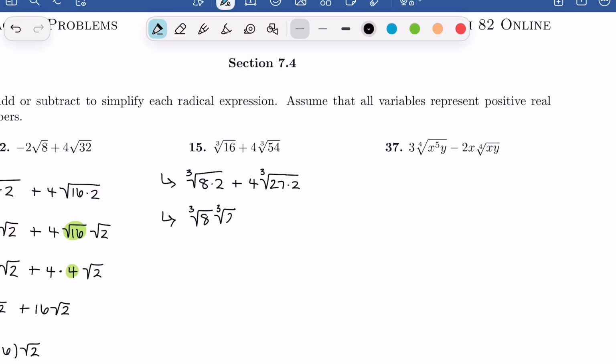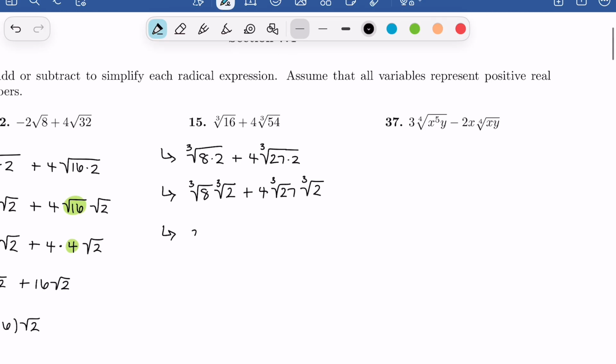Using our product rule here, this is what this splits up into, just so we can see where these values are coming from. Now, the third root of 8 is going to give us 2. And the third root of 2, we can't simplify that any further, so we're going to leave that as is, at least for now. And then the third root of 27 is going to give us 3. And then again, we still have this third root of 2. So just to emphasize, we got 2 from the third root of 8, and we got 3 from the third root of 27.